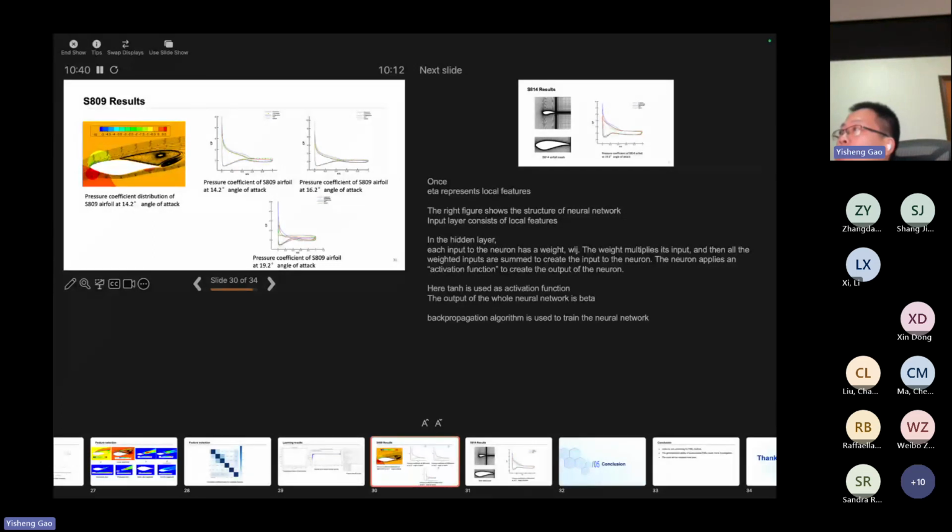Next, we try to predict the pressure coefficient at 16.2 degree and 19.2 degree. We can see here, the Liutex SA means our Liutex-based FIML. It shows the best result.